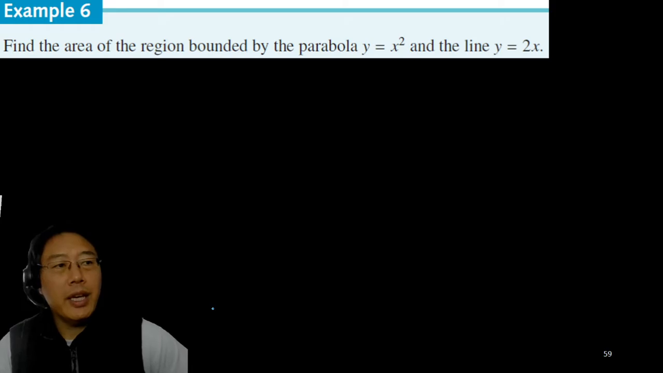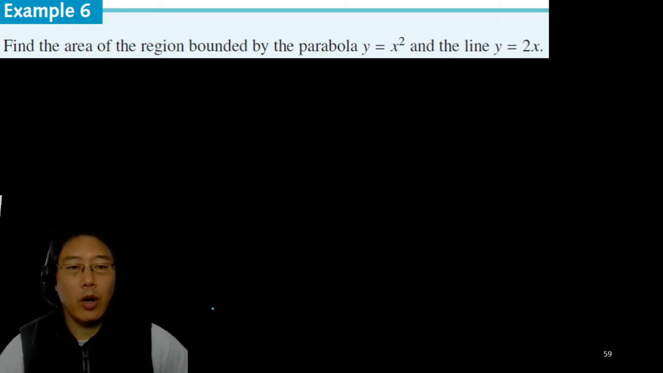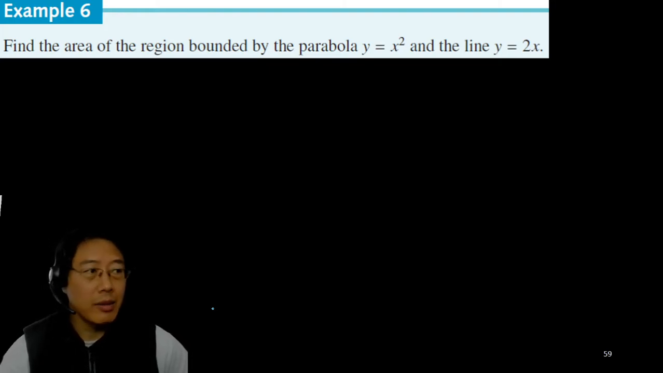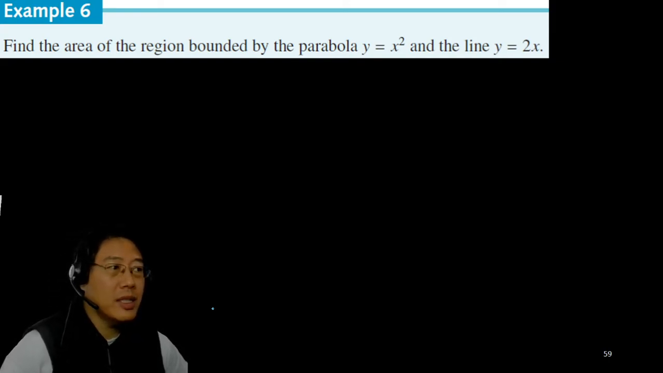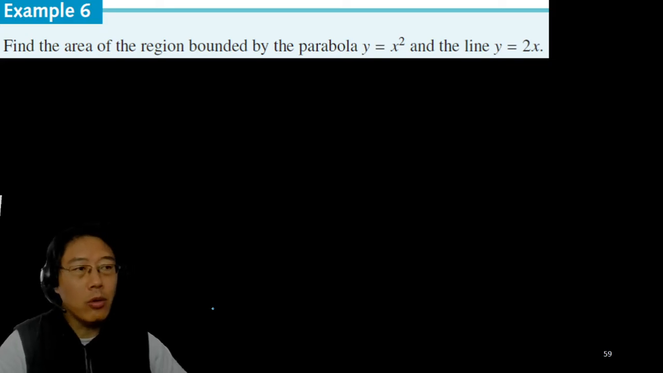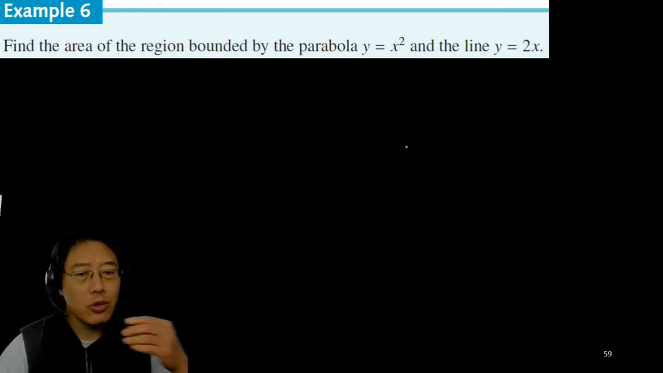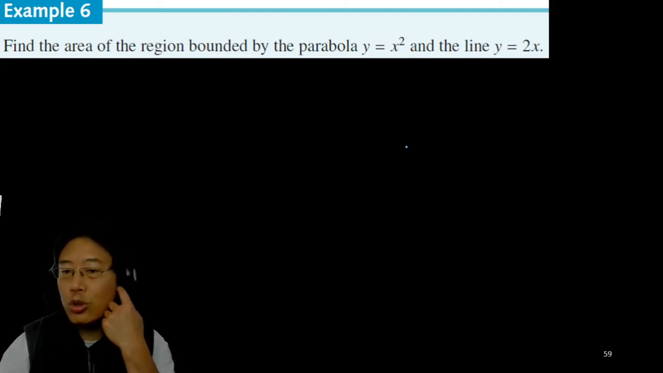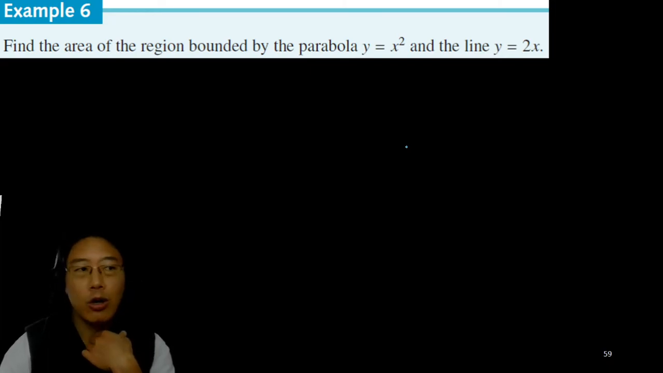So here, find the area of the region bounded by the parabola y equals x squared and the line y equals 2x. So notice this time the boundaries are not specified. So it's a good idea to have a little bit of a graph, and you need to determine the boundaries. The boundaries are where the two y's are equal. So you make x squared equals 2x. It's a quadratic equation, very easy to solve. That will give you two values, which will be your boundaries.